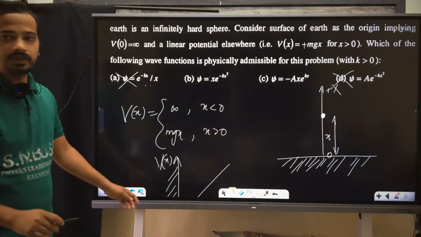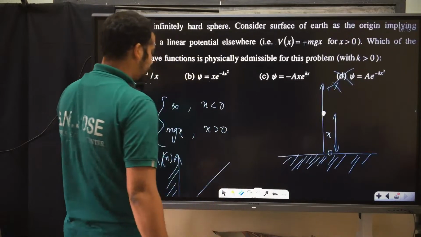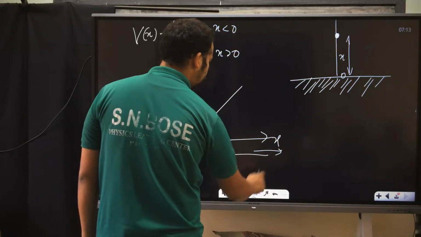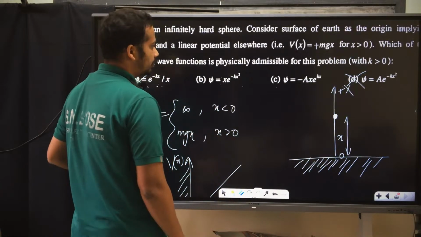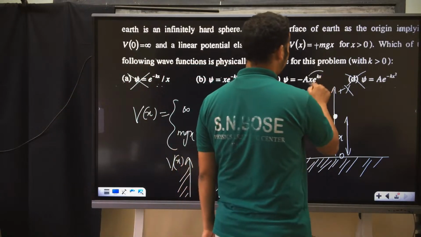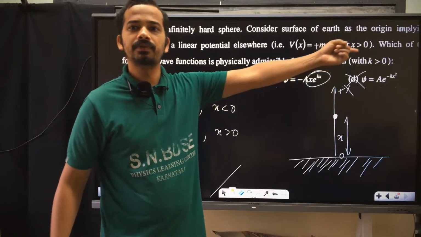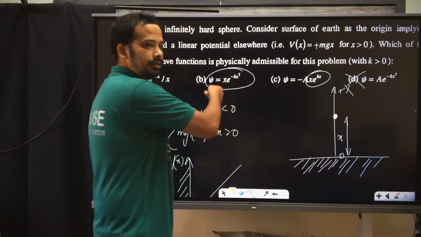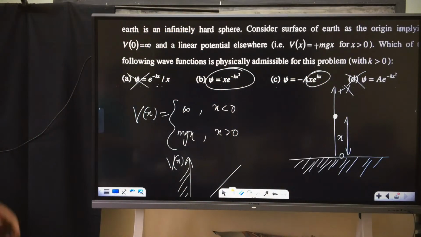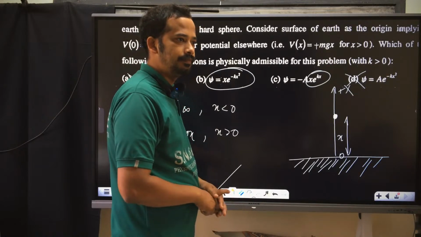Wave functions that are not 0 at x equal to 0 are ruled out. So these two are possible. Now it should be normalizable in the region 0 to infinity. Look at this one, x e power kx. I think he gave k greater than 0. X e power kx, as x tends to infinity, is blowing up. It's not normalizable. But this is normalizable, the integral from 0 to infinity exists. At x equal to 0, this is 0. Perfect.